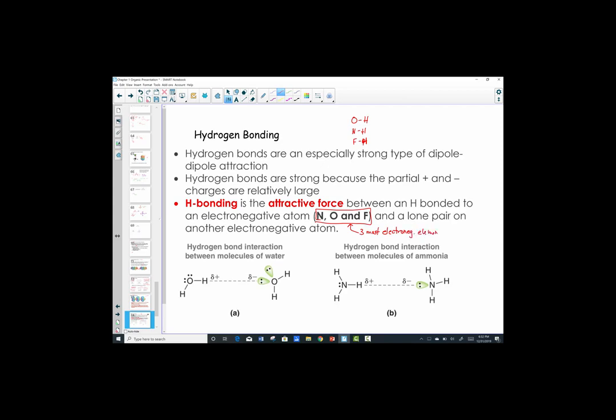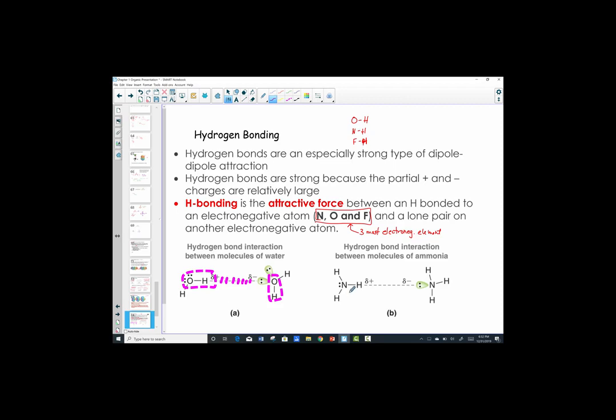If you see those attached to a hydrogen, which is not very electronegative, we set up a very strong intermolecular attraction. So between molecules, here's an OH, here's an OH. The hydrogen bond is between those two molecules. So the hydrogen of one is attracted to the oxygen of the other.